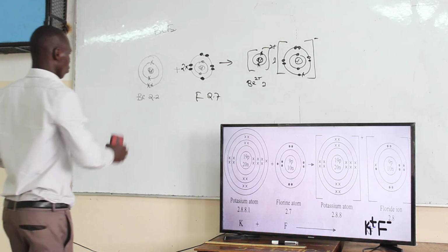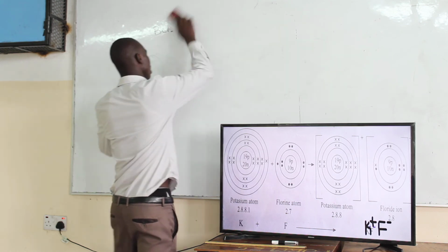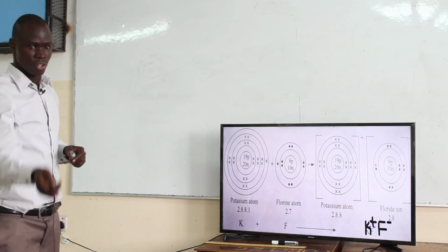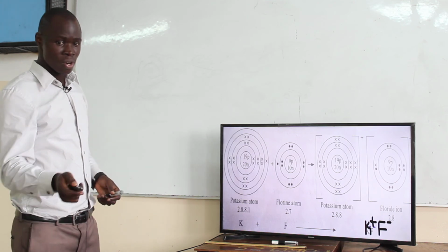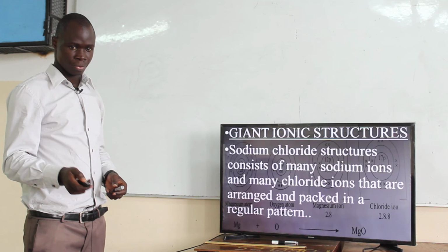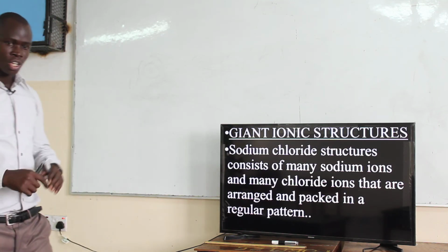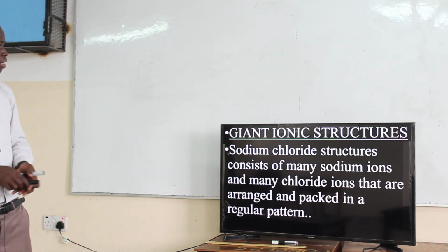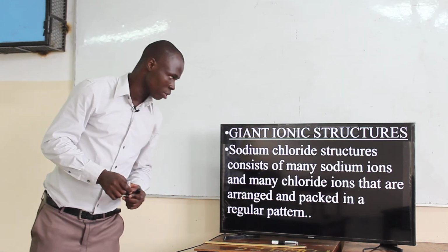Now, let's look at what we call giant ionic structure. Those are my examples which are not drawn on the board. You can look at them and have more insight. Now, when you talk about giant ionic structure, an example is sodium chloride. Sodium chloride is made up of sodium and chloride ions.